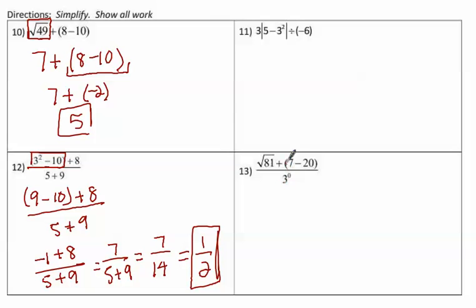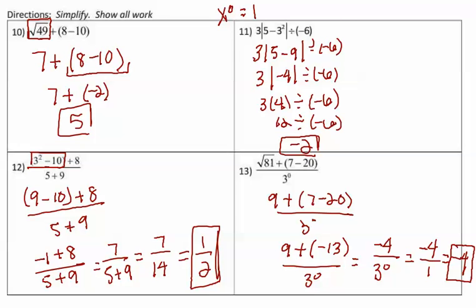Keep in mind for number 13, anything to the power of 0 is 1. Try 11 and 13. Pause the video, try 11 and 13, and then check your answers. Check your answers with the ones written below.